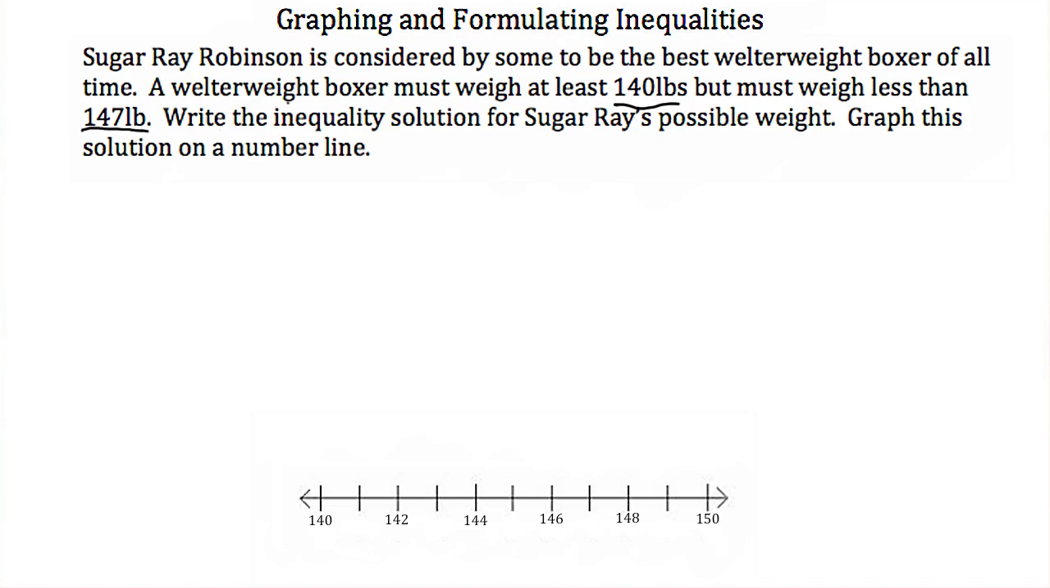Well, we know a welterweight boxer must weigh at least 140 pounds. Well, the words at least mean that 140 pounds is an acceptable weight to box at the welterweight level. So if I called weight X, that would mean that a welterweight boxer must weigh greater than or equal to 140 pounds. Because at least means 140 pounds is an acceptable answer. That's why we use the equal sign also.